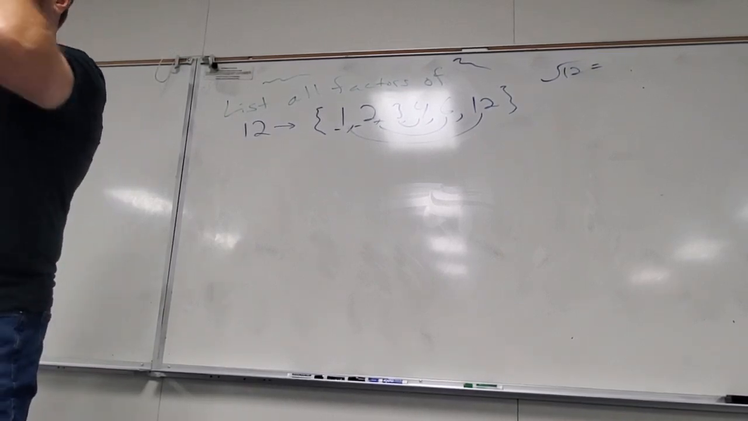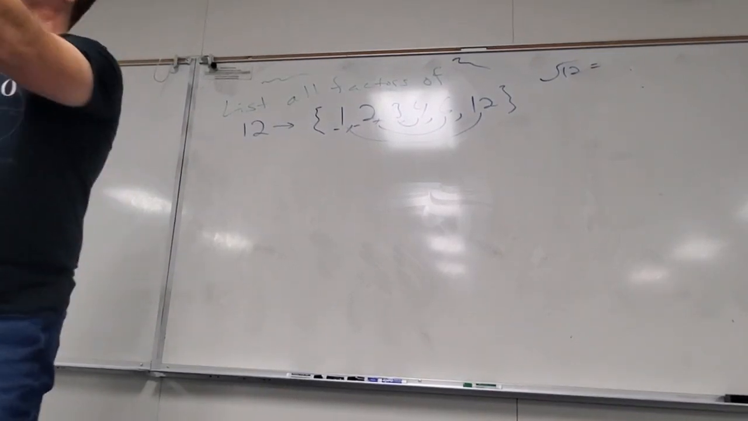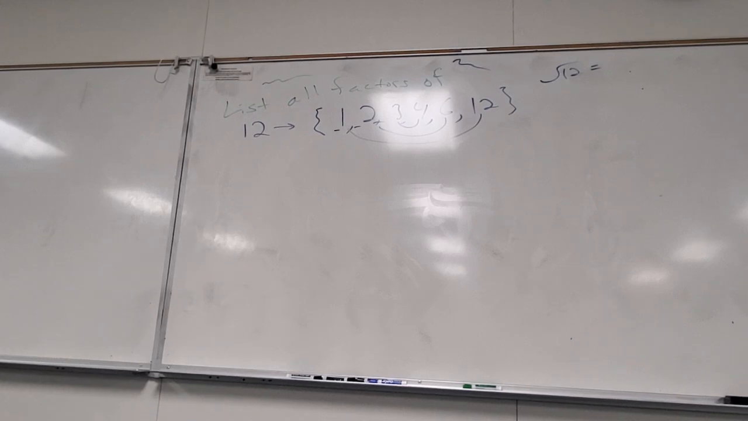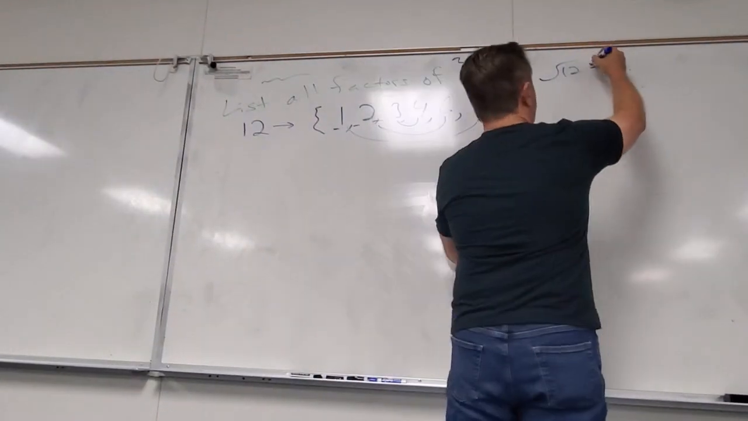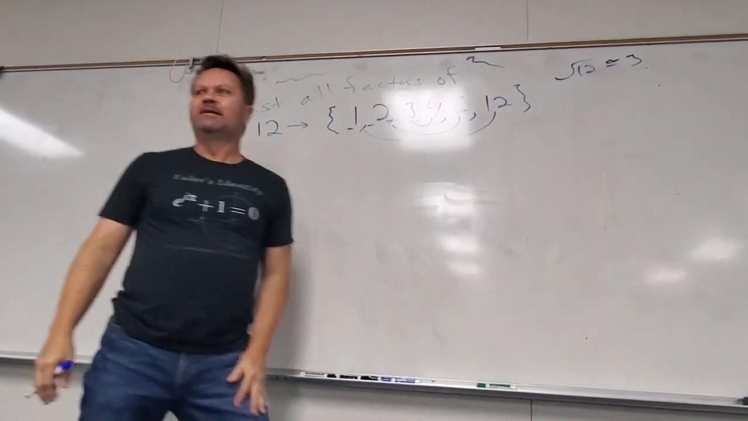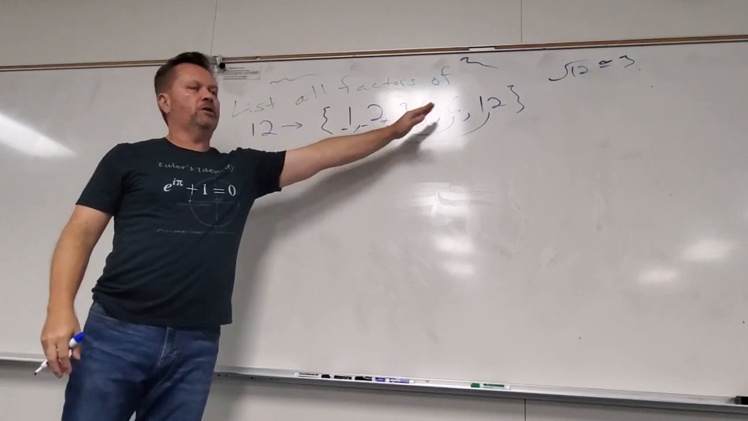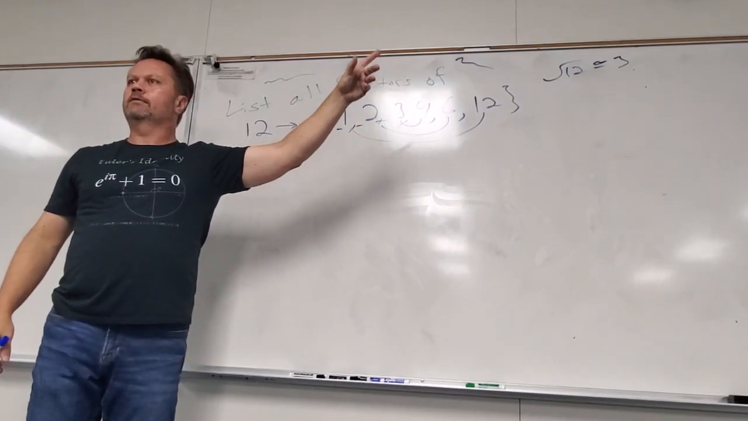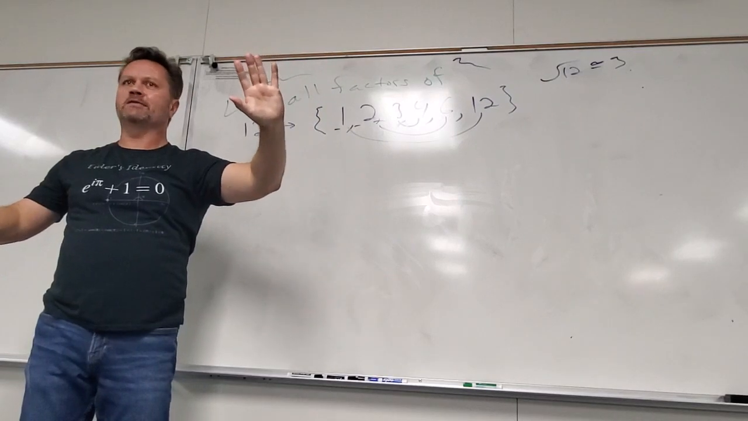Does anyone know what the square root of 12 is? Just go for it. Do you guys know what it is? No. I don't know what it is either. What number do you know the square root of that is just a little below 12? 9. What's the square root of 9? 3. So the square root of 12 is approximately 3. And sure enough, where was the turning point? Right after 3. Do you guys see that?